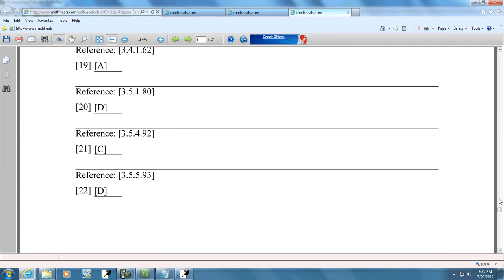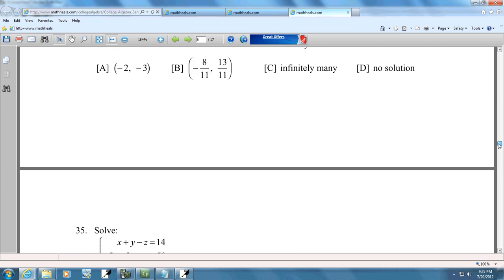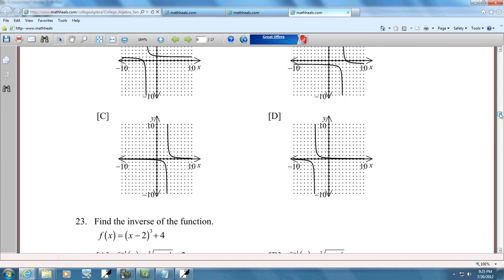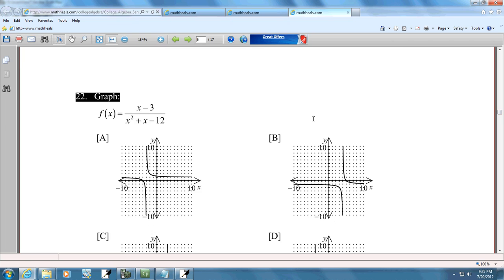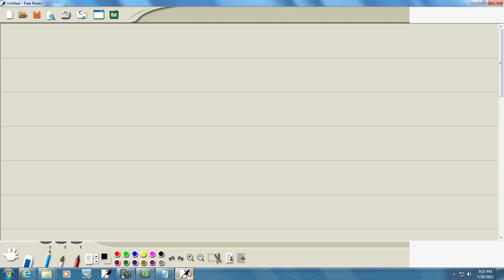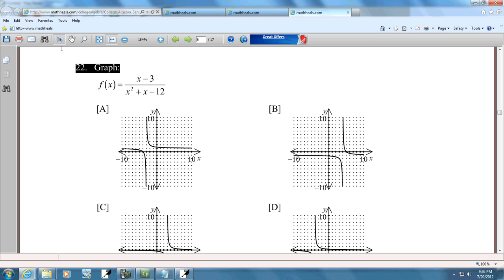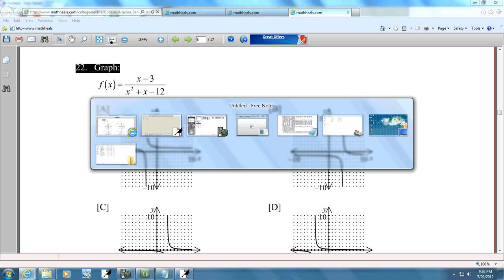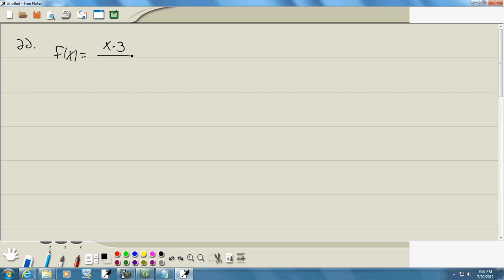Yep, and that checks. Okay, now let's talk about how the way I said that you could tell which one it was. So let's graph this by hand. Okay. We got f of x is equal to x minus 3 over x squared plus x minus 12.